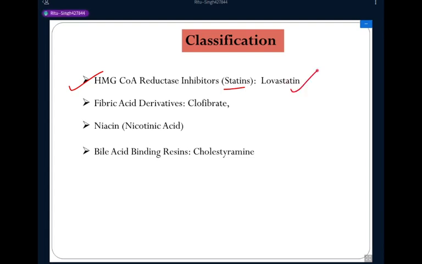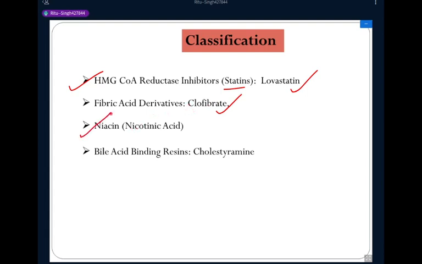Lovastatin. Okay, so lovastatin is the drug in the category of HMG coenzyme A reductase inhibitor. The second category is called fibric acid derivative. In this category, the drug is clofibrate. So clofibrate is the drug in the category of fibric acid derivative.